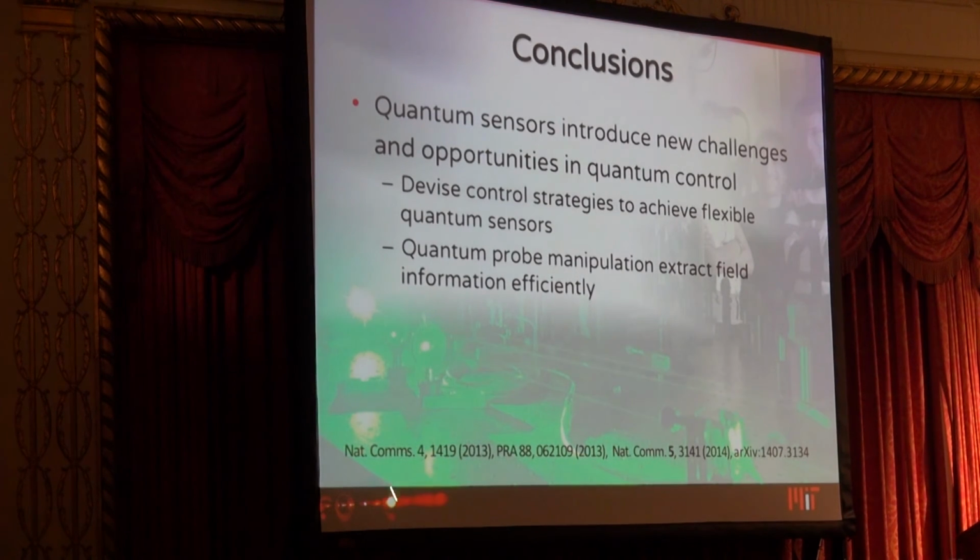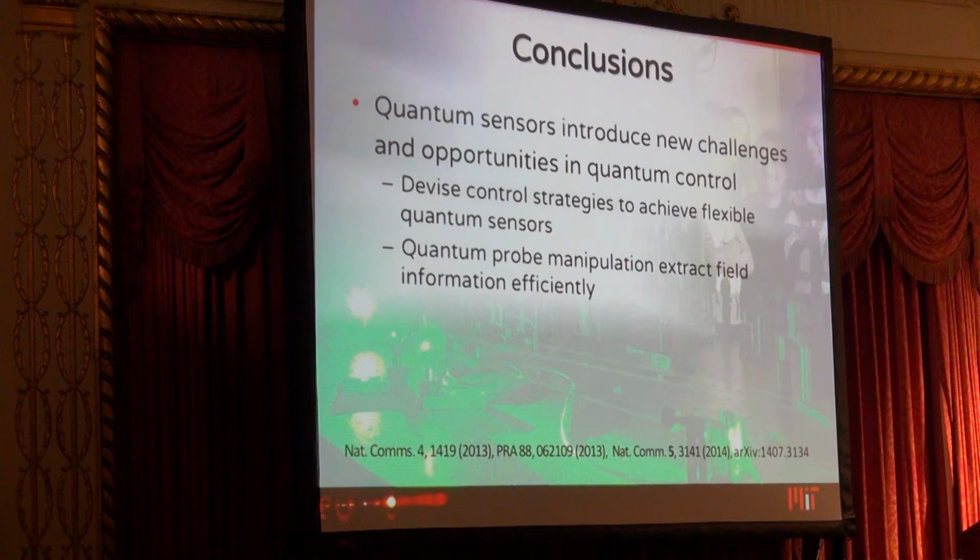So with this, we'll conclude. And I just want to say that using quantum control to manipulate a quantum spin sensor is really the way to achieve a more efficient way of extracting information from very complex systems, be they varying in time or in space, like this nuclear spin system.